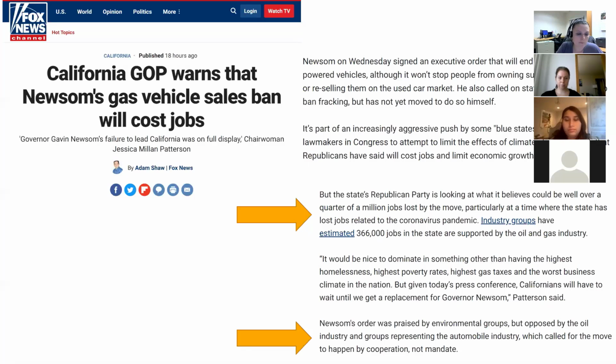It also really focuses on job loss, not at all on the benefits to the environment, which may have motivated the decision. And it talks a lot about the oil and automotive groups that oppose it, and the environmental groups that support it, rather. But what else is going on in this story? Is this the entire story?